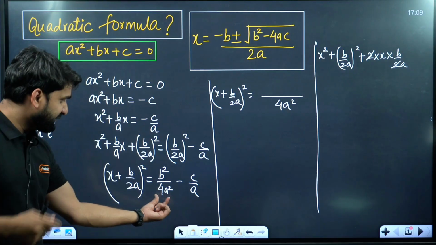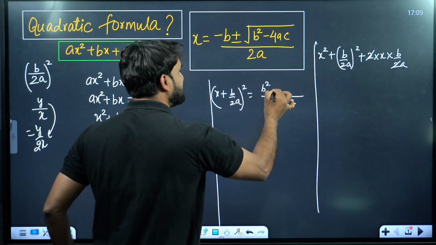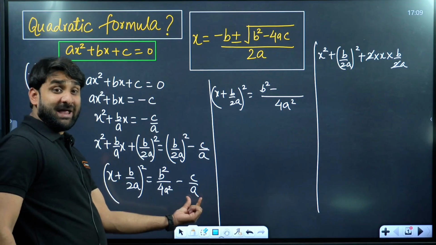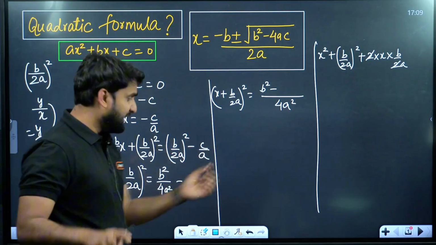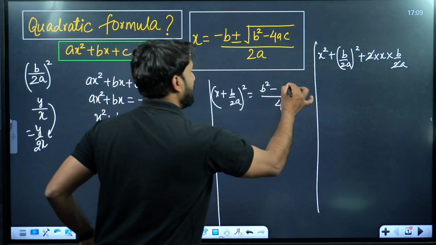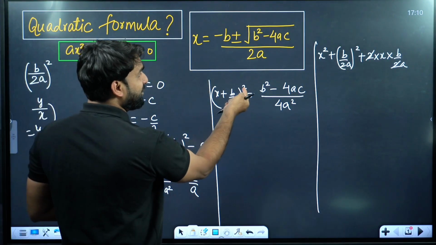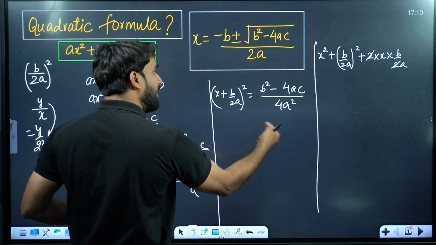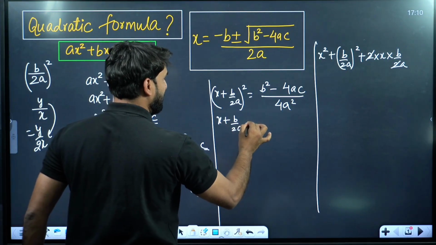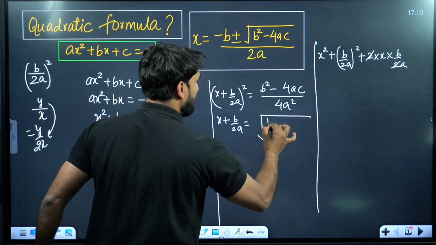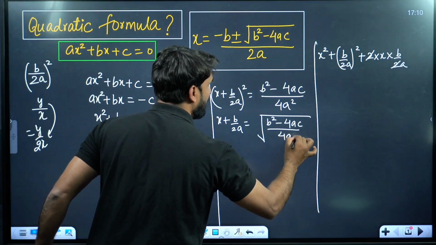Now if the LCM is 4a square, this term will remain as it is, and this is already 1a, and the LCM is 4a square. So we only need to multiply 4a with this c. So this will become 4ac. I hope this is clear to you. Now my dear, if we remove the square, this whole family will go under root. So we can put here under root b square minus 4ac divided by 4a square.